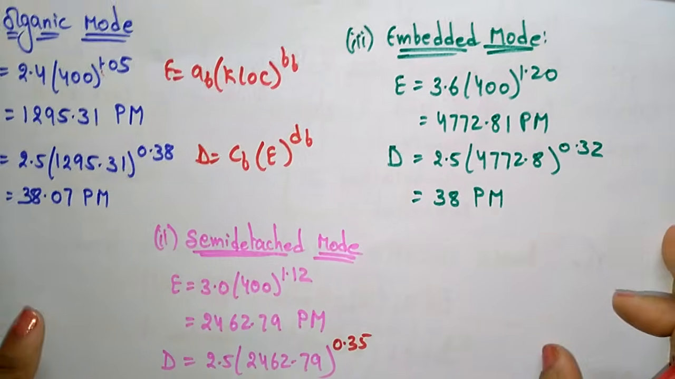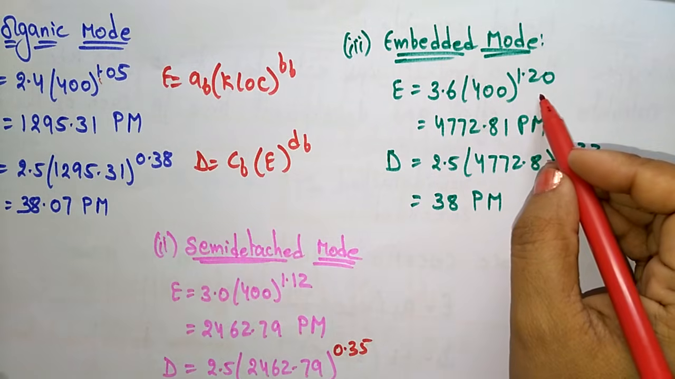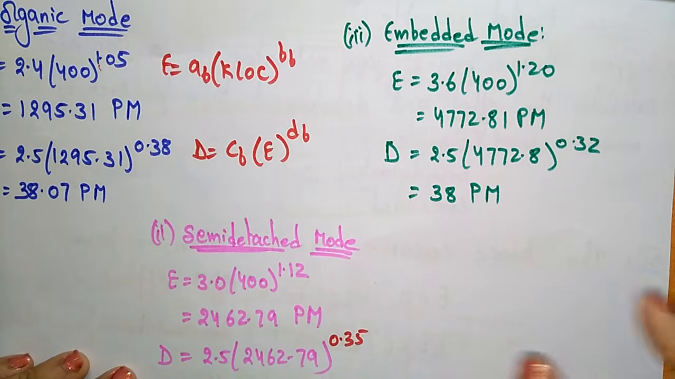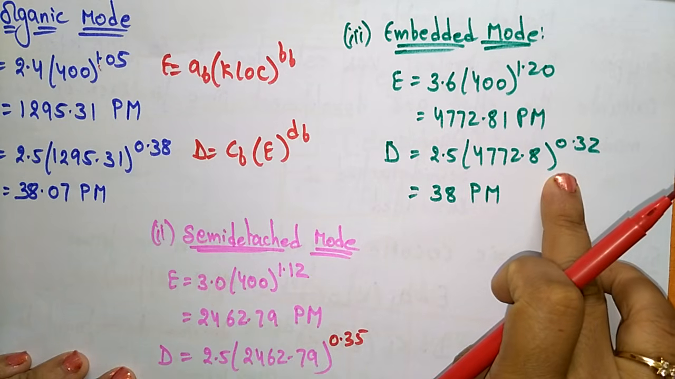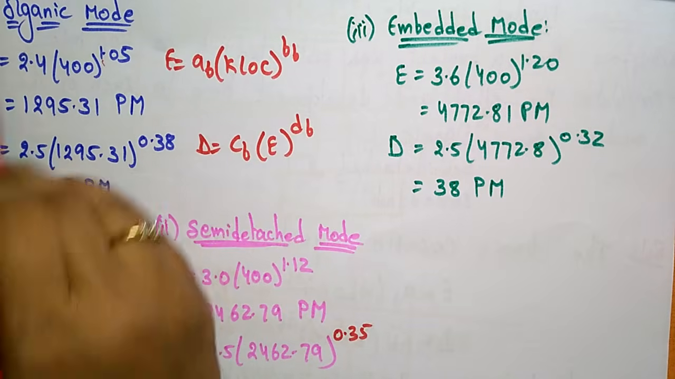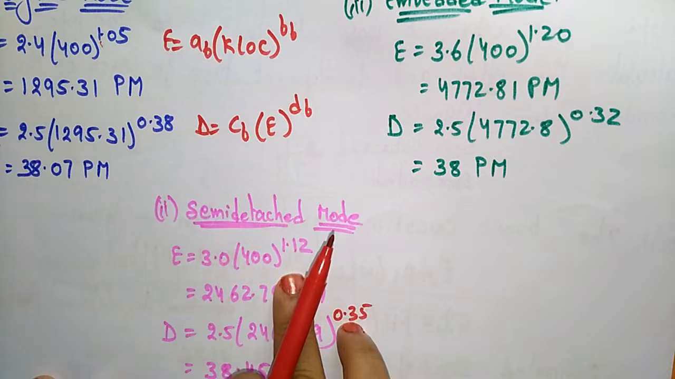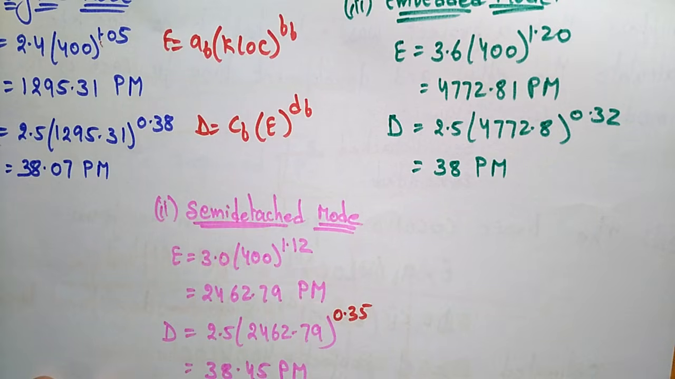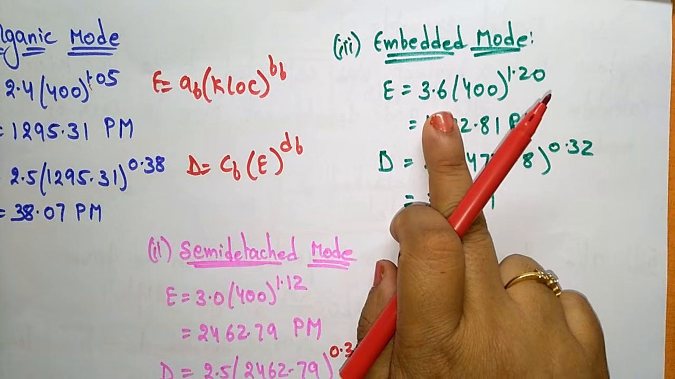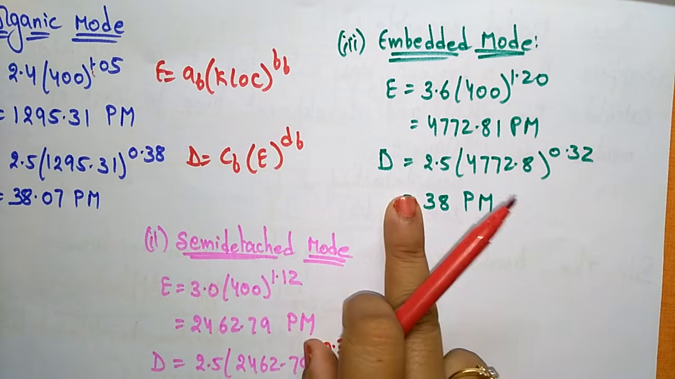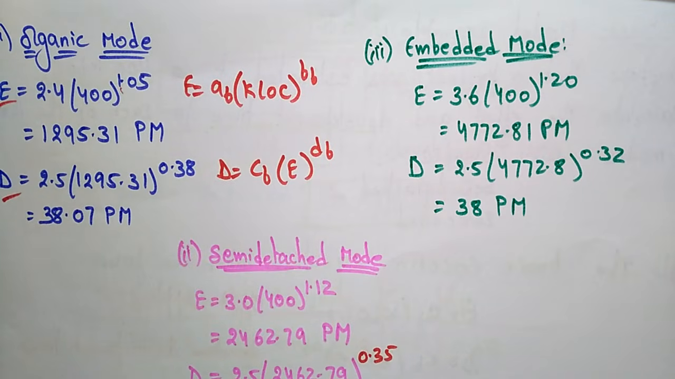And in the same way for embedded mode, just substitute the ab and bb values from the coefficient table, and then the cb and db values for D. Then you will get the effort for organic mode and the development time for organic mode, the effort and development time for the semi-detached mode, and the effort applied and development time in the embedded mode. So this is the example for the basic mode. Thank you.